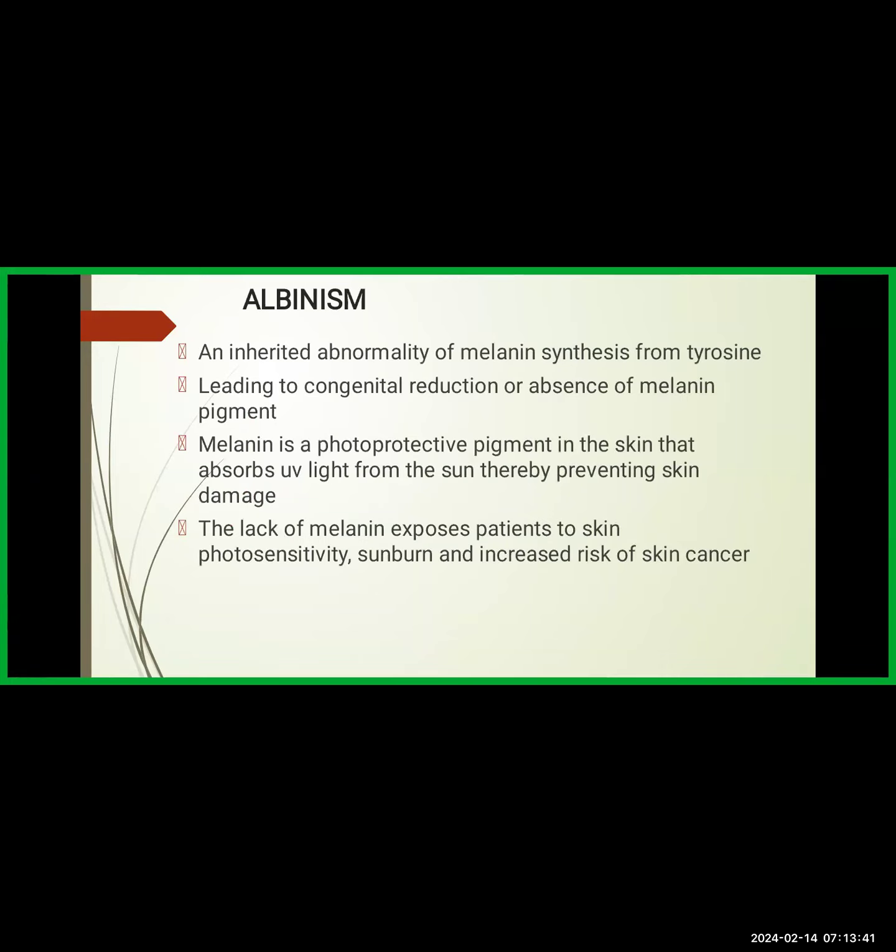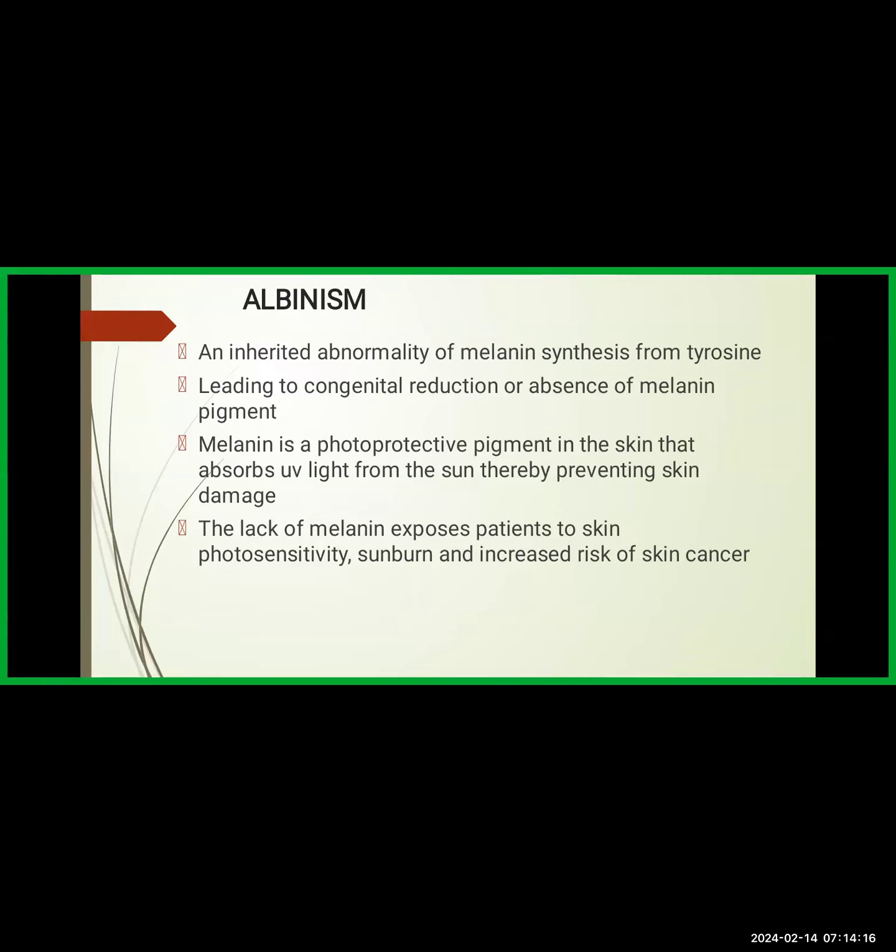So albinism is an inherited abnormality of melanin synthesis. Melanin is produced from tyrosine. So any inherited abnormality that leads to impaired production of melanin leads to albinism. This condition leads to congenital reduction or absence of melanin pigment. Now, melanin is a photoprotective pigment in the skin that absorbs ultraviolet light from the sun, thereby preventing skin damage. Of course, melanin is produced by the melanocytes in the skin.